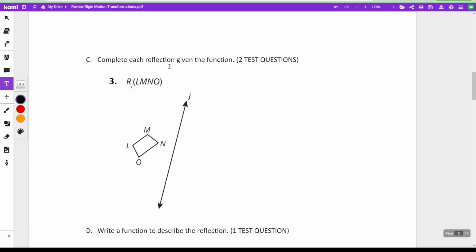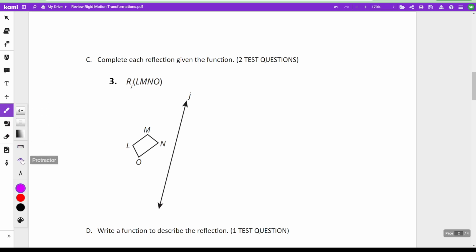Question 3 asks us to complete each reflection given the function. There'll be 2 test questions about this. They want us to reflect LMNO, so this shape here, over the line J, which is, as you can see, diagonally placed. Now, whenever you have a line that's diagonally placed, you want to be careful that when you're measuring the distance from M to J, which is what you want to do, because in order to find M prime, it's going to be that same distance, just on the opposite side, you're measuring along lines that are going to intersect J at 90-degree angles, so that they're perpendicular.